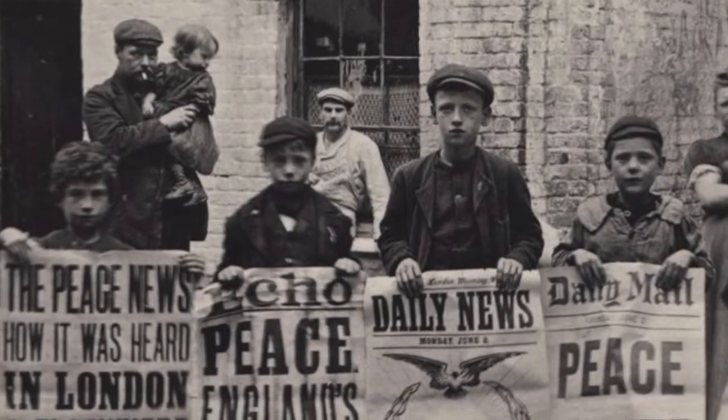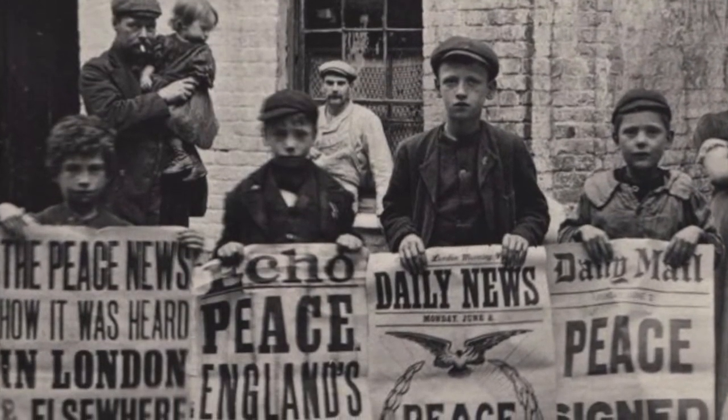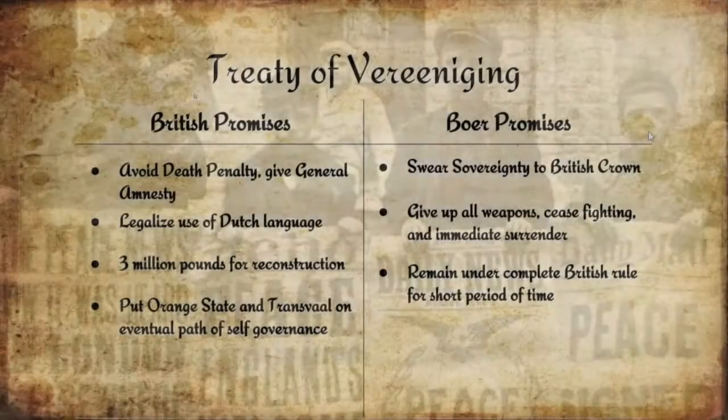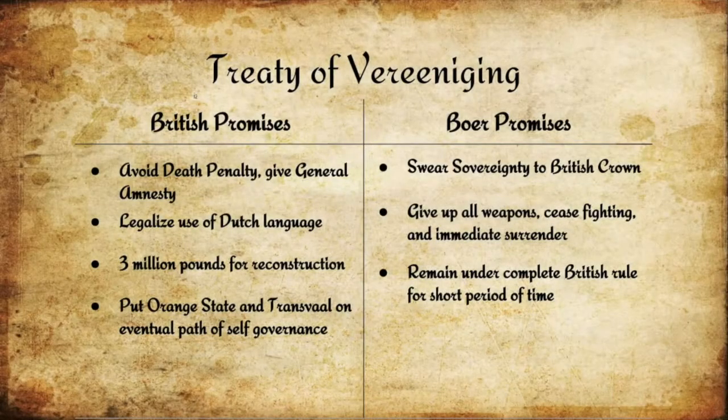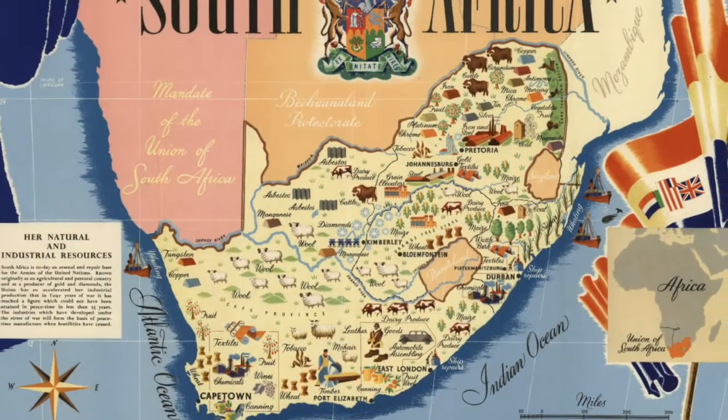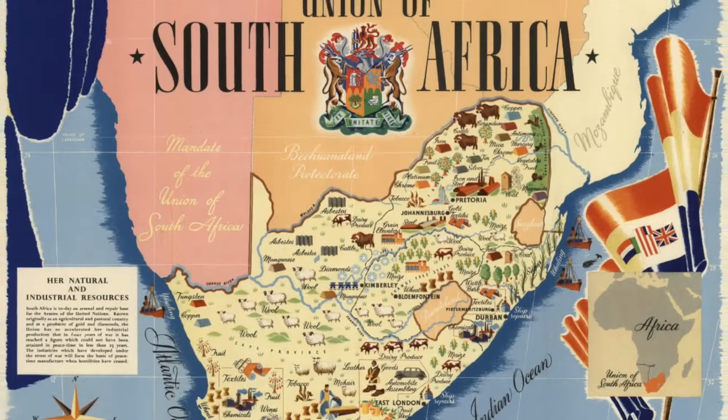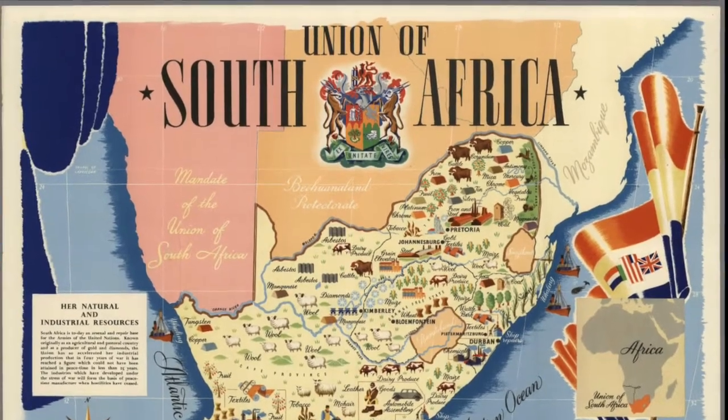The Second Boer War officially ended in 1902 with the signing of the Treaty of Vereeniging. The Transvaal State and the Orange Free State were immediately made colonies of the British Empire, but they were put on a path of eventual self-governance. However, the more historically significant compromise took place during the creation of the South African Union in 1910.